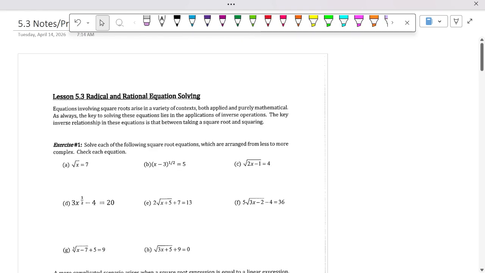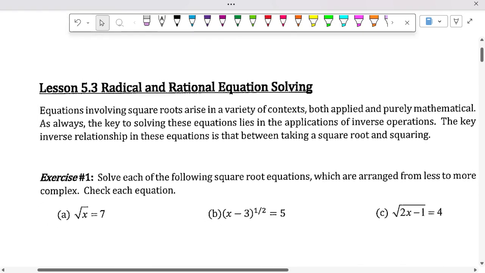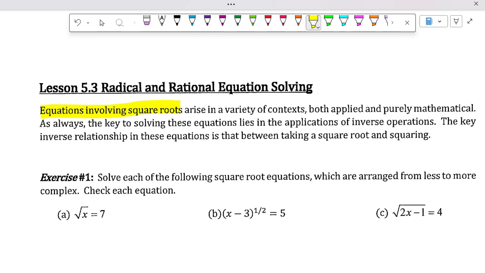All right. Now, solving radical and rational equations. By rational, the rational equations that we're talking about are not necessarily true rational equations, which we'll do later on this unit. It's more so rational exponents. So it's really just all radical equations. Now, equations involving square roots arise in a variety of contexts. The key to solving these lies in the application of inverse operations.